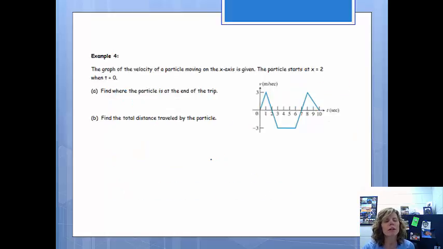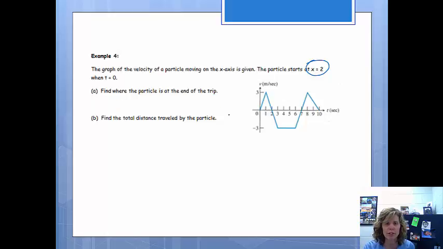Okay, example 4. The graph of the velocity of a particle moving on the x-axis is given. The particle starts at x equals 2 when t equals 0. So that's going to be key when we're moving here. Find where the particle is at the end of the trip. First of all, we figure out how far the particle moved. This is a velocity curve, so to figure out the change in position, we're going to take the integral of it, or the area under the curve.